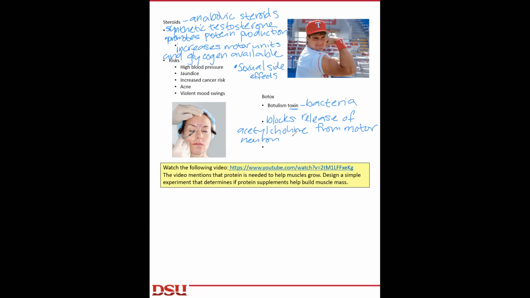So if you remember from the last lecture, when the motor neuron receives the action potential, it releases acetylcholine. And the acetylcholine has to bind to the receptors on the outside of the muscle cell. Once that gets taken inside, it stimulates release of calcium, and then we get muscle contraction. Well, botulinum toxin stops the acetylcholine from ever being released. So great, there's the action potential, but there's no release of this neurotransmitter. That leads to paralysis.